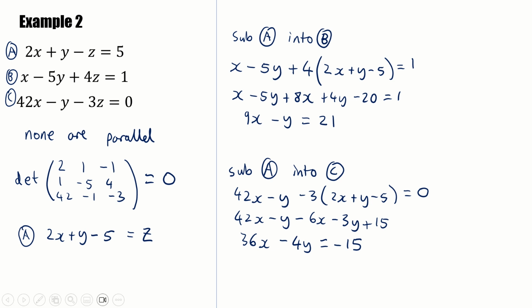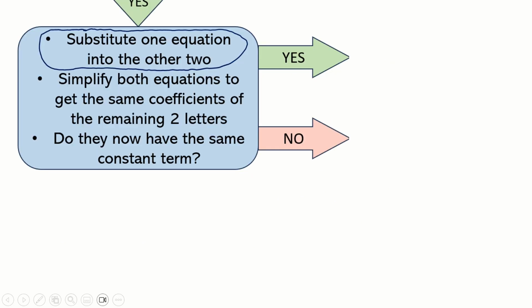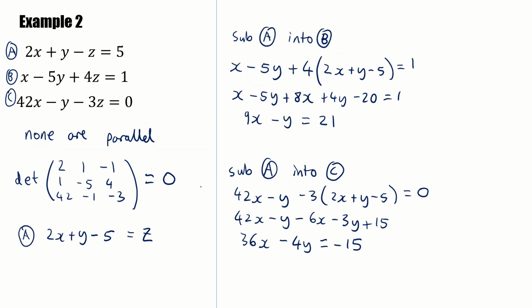Now, the next thing you are going to want to do is try to simplify both of these equations you've got up until the point where you've got the exact same coefficients for your remaining two letters. So for my two equations, I've got x and y, and therefore I want to get to the point where both these equations have the same number of x's and the same number of y's.